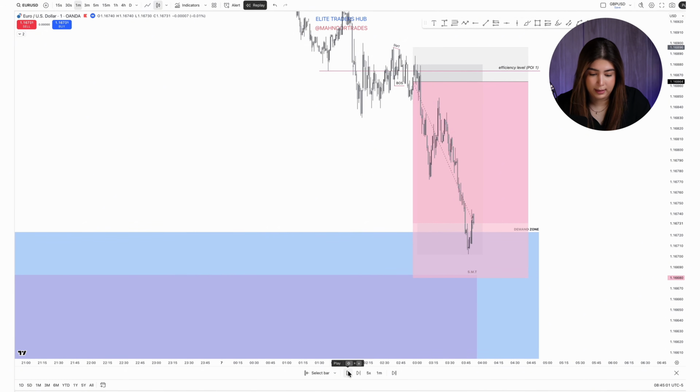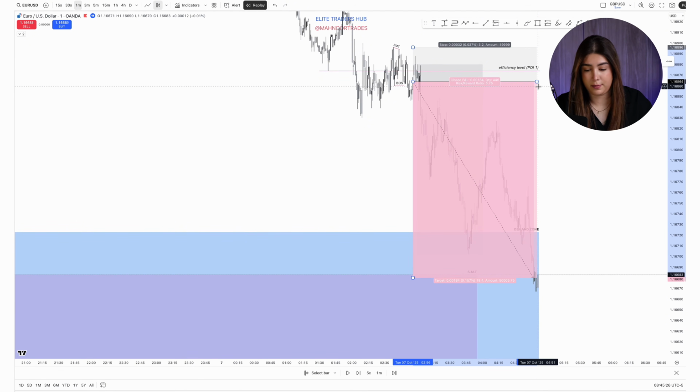Now, it was as simple as that. Basically, that's all you need. And you'll see that the price, after making a bit of a deep pullback, eventually goes down to hit the target. That's a whole 5.75 risk to reward bagged.